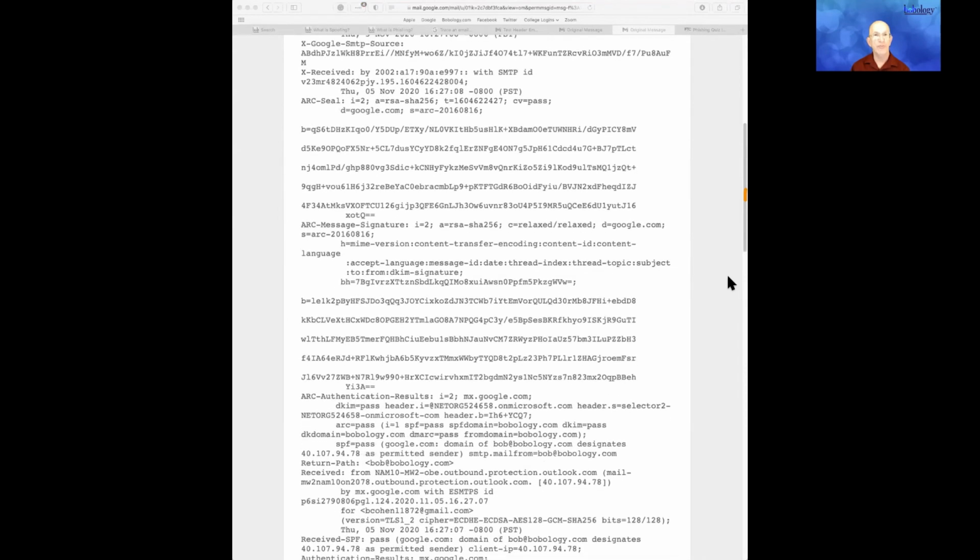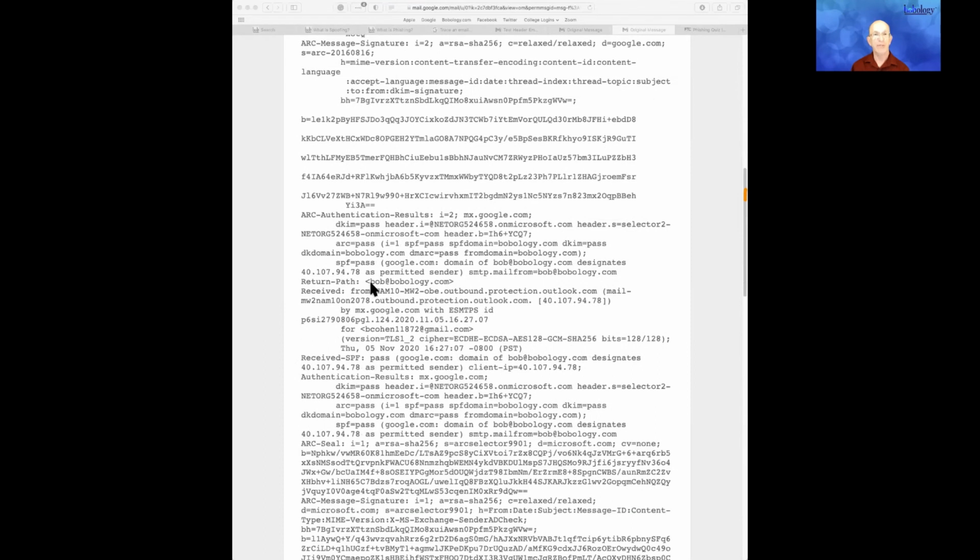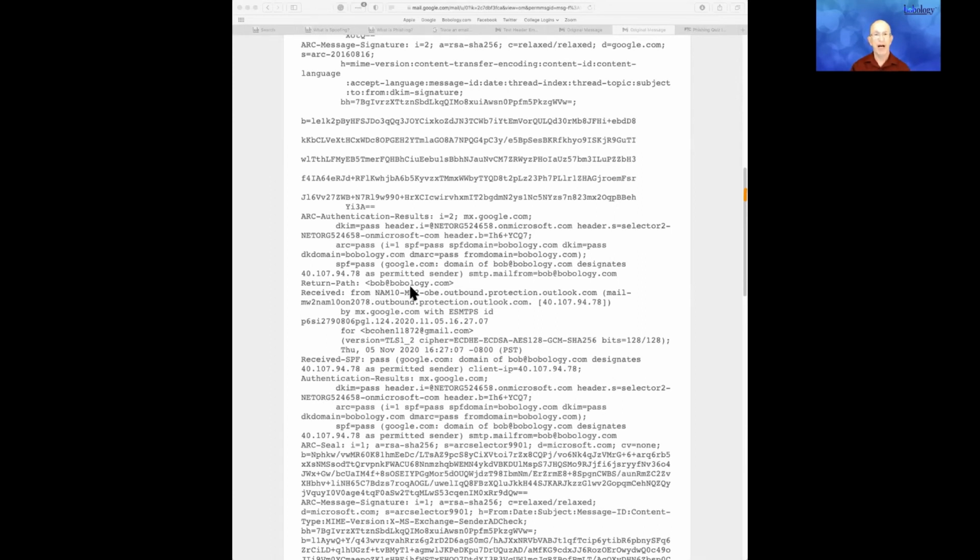I'm looking for something that says return path. Okay, return path means that's who sent it. That tells me it came from bob@bobology.com. So it's legitimate. These are one of the things I can look at if I really want to dig into this and try to identify where this email came from. I can find this return path right here, but you can usually see that from the header of the email as well.